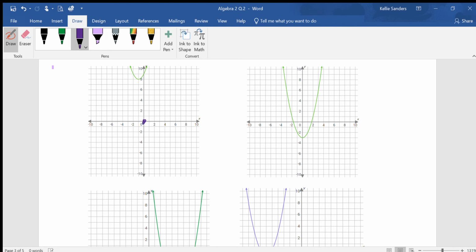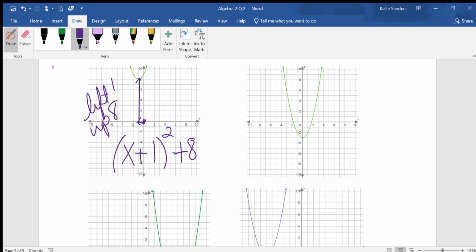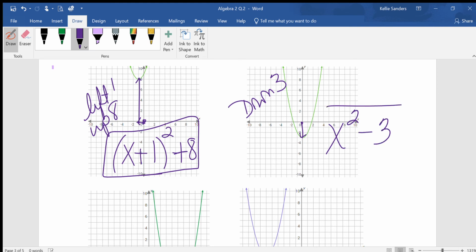So 0, 0, we're going to go this way, and then we're going to go this way. So we went left 1 and up 8. So the left 1 will be x plus 1. The up 8 would be plus 8 on the outside. On this one, we just went down 3. So we're not going to have parentheses, and it's just going to be minus 3.